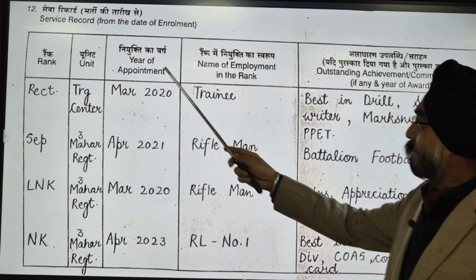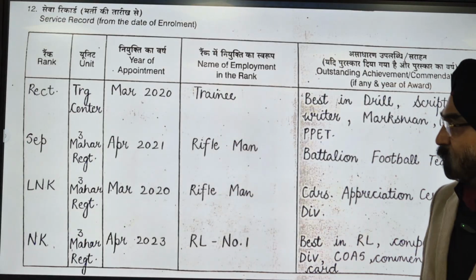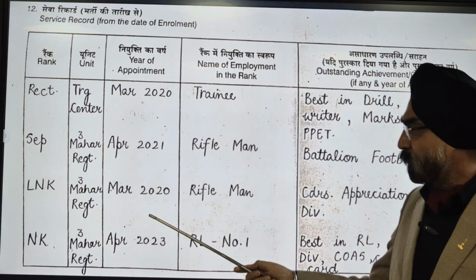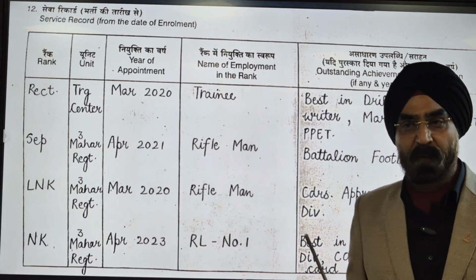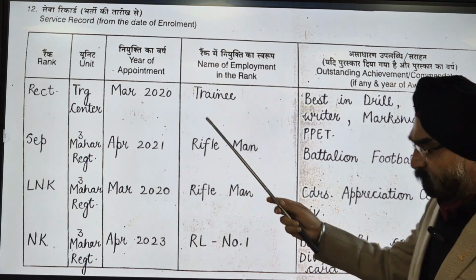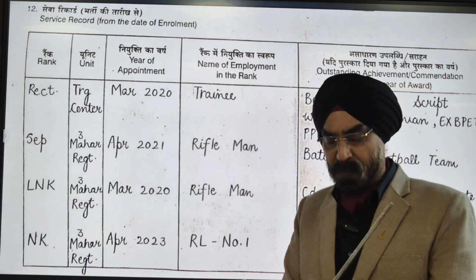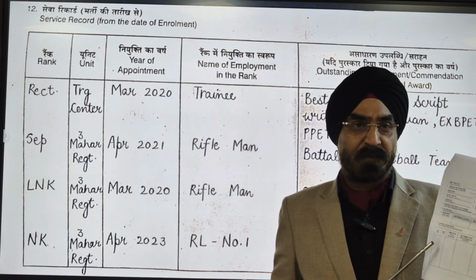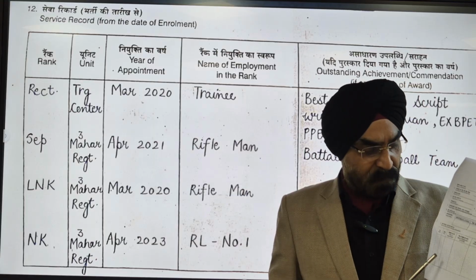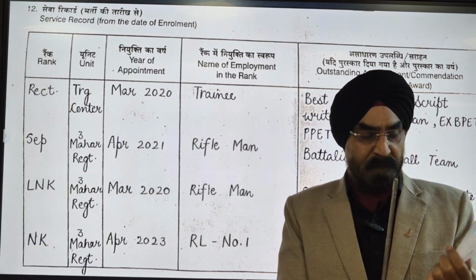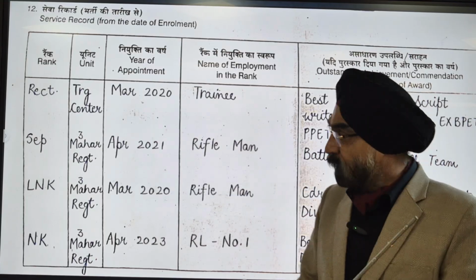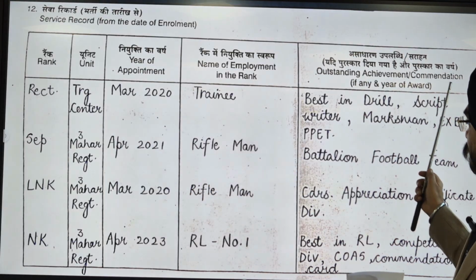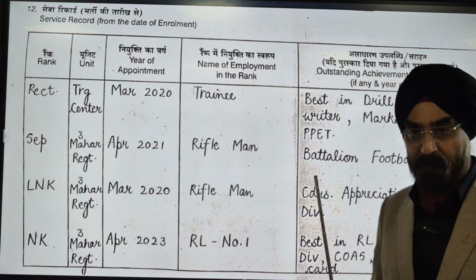So this is the service record from the date of enrollment. Candidates who are going for ACC don't have much service; they probably have one or two units. The candidates who are going for SCO and PCSL may have a number of units, so there's a huge long column. You can fill the details of at least 5, 6, 7 units. You can write in small letters, but give all the details here, including what your employment was, which year you were posted in which unit, and what your achievements in service have been.